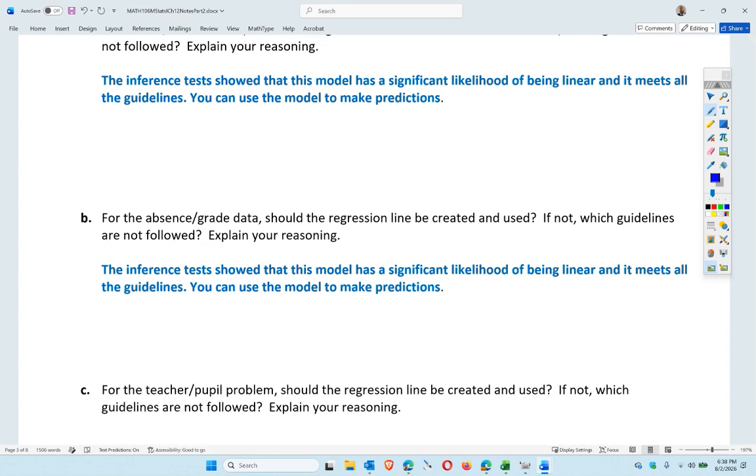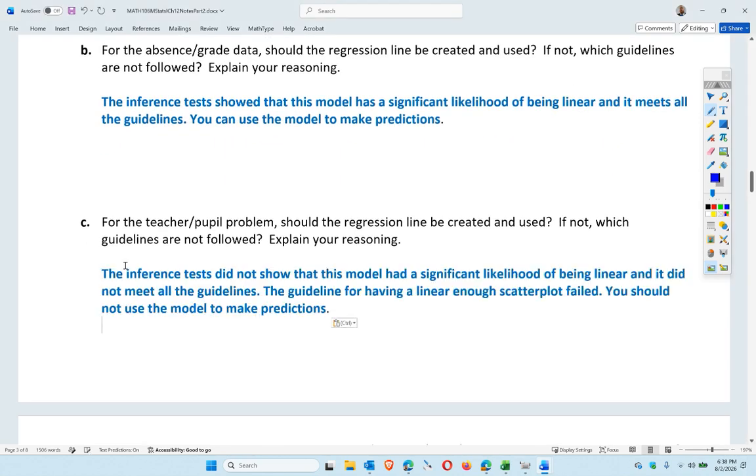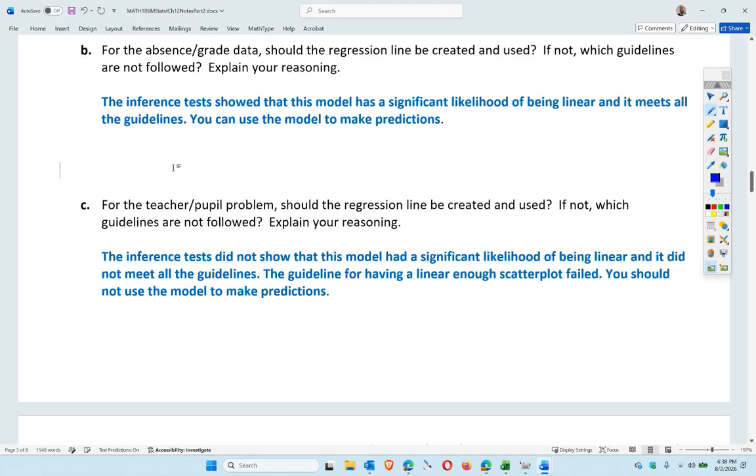So for the teacher-pupil problem, we actually ran into a few problems, didn't we? In the teacher-pupil problem, not only did it fail the inference, but it also didn't even look linear on the scatter plot. So it failed the guidelines and it failed the significance testing too when we did the hypothesis test.